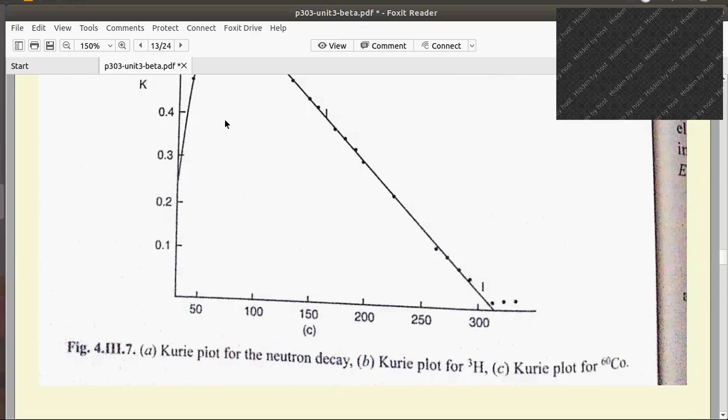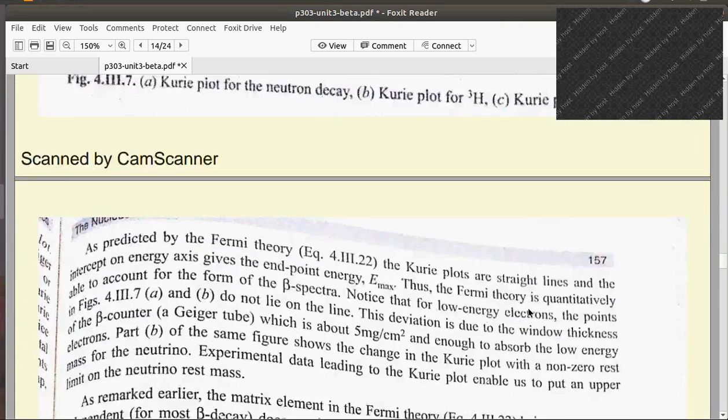So basically there are some points which are lying outside, and these are due to the window. The Geiger counter which is used to detect has a window as thick as 5 milligram per centimeter square, and as a result it will absorb some of the electrons. So these electrons are never detected. As a result we have some outliers also.